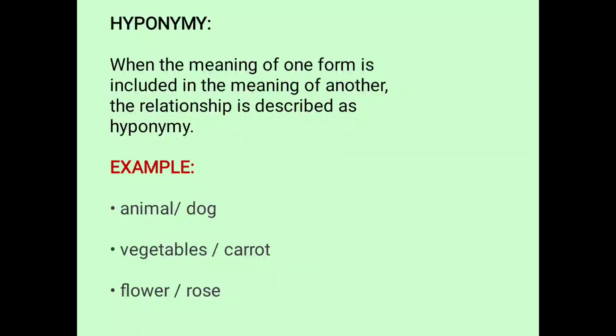The next lexical relation is hyponymy. When the meaning of one form is included in the meaning of another, the relationship is described as hyponymy. For example, animal and dog. If we say dog, then we know that it is an animal. Its meaning is included in animal. The next example is vegetable, carrot, then flower, rose.